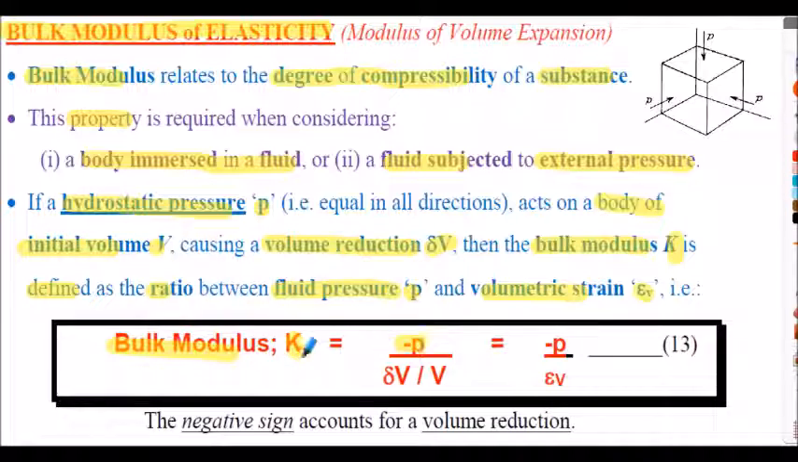So bulk modulus K is equal to negative P, negative because the pressures are applied to the surface and you're compressing it, divided by the volumetric strain, basically a change in volume over the volume. So negative P divided by the volumetric strain is the bulk modulus, okay? And the negative sign there accounts for the reduction in volume. We've always got a reduction in volume here because it's being compressed in all directions. So bulk modulus is another property we consider.